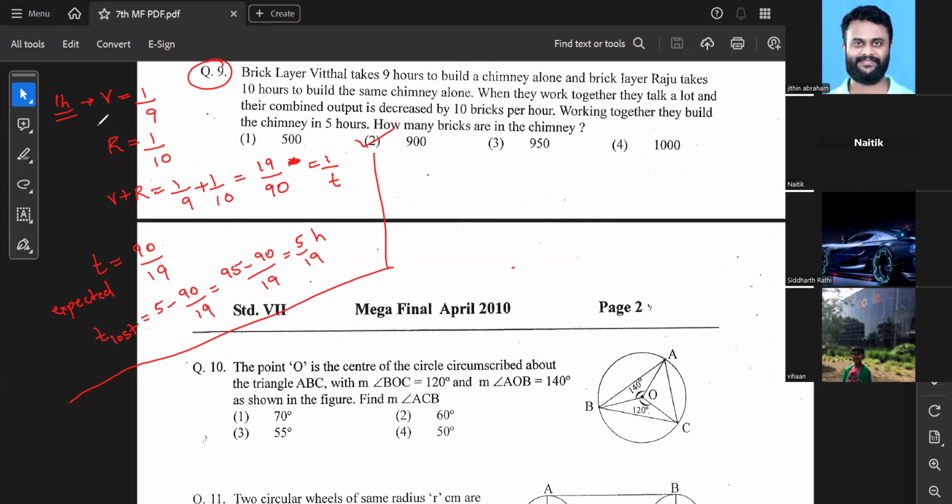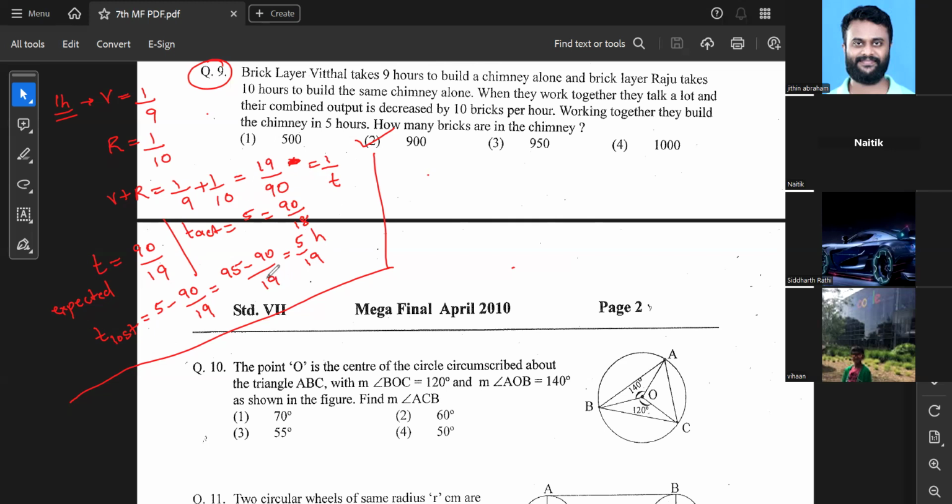Sure. I'll explain. So basically, Vittal takes 9 hours to build a chimney. So in 1 hour, Vittal builds 1/9. Raju builds 1/10. Vittal and Raju together are supposed to build 1/9 plus 1/10, which is basically 19 upon 90. Now they are supposed to build this much. But how much are they building? Okay, we'll see that later. So this is basically 1/time, the expected time. So the expected time is basically the inverse of this, 90 upon 19. Okay, but what is the actual time? Actual time is 5 hours, which is nothing but 90 upon 18.